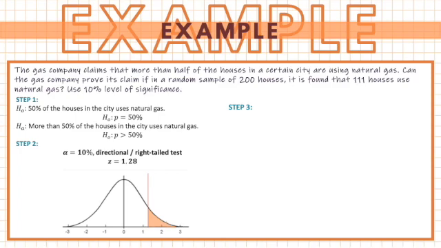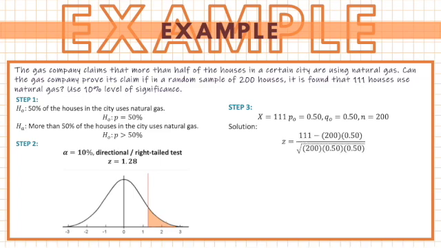In step 3, again, we compute for the test statistic. So we identify our given values. X represents the number of houses that use natural gas, therefore X is equal to 111. P sub O is the percentage that is assumed to be using natural gas, so that's 0.5. And the Q sub O is still 0.5. And N is equal to 200 since our random sample is composed of 200 houses.